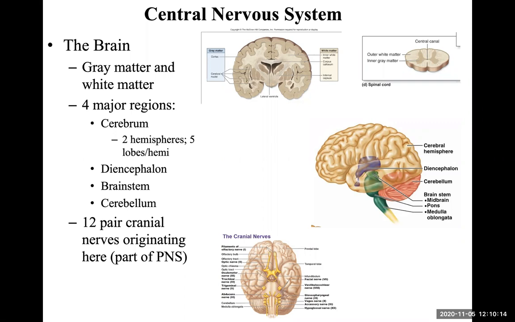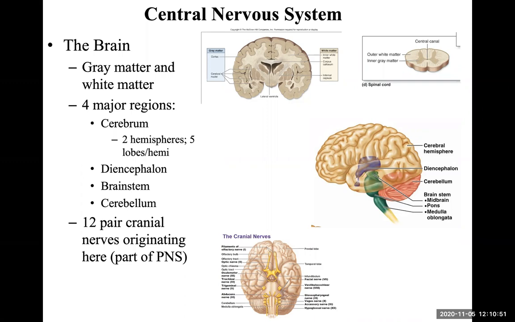When it comes to the ways in which we structurally discuss the brain, the superior portion of the brain, the portion that has the very visual convolutions that we're so used to seeing, we call the cerebrum. The cerebrum itself has two hemispheres. We'll be going over structures found there in good detail coming up. And then we also functionally organize the cerebrum into 5 different lobes.